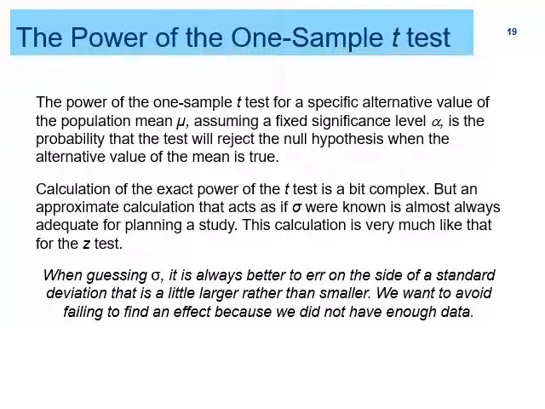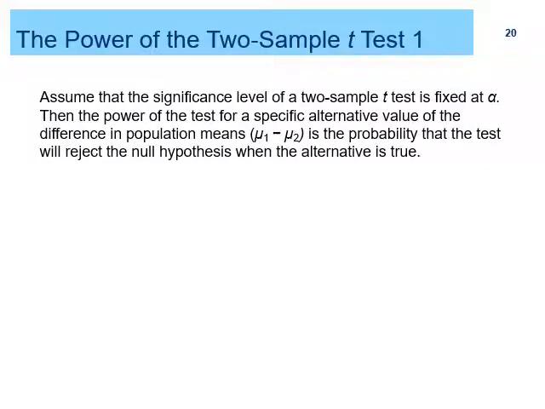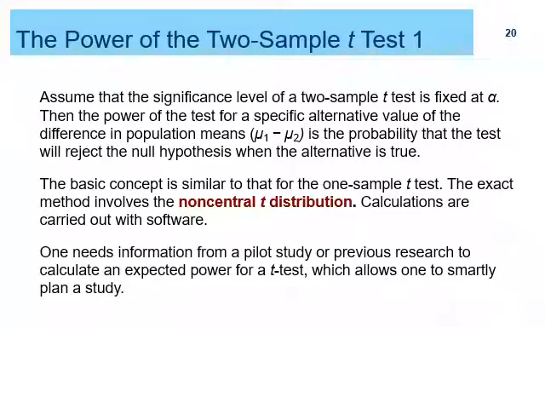When guessing sigma, it is always better to err on the side of a standard deviation that is a little larger rather than smaller. We want to avoid failing to find an effect because we did not have enough data. So assume that the significance level of a two sample t-test is fixed at alpha, then the power of the test for a specific alternative value of the difference in population means is the probability that the test will reject the null hypothesis when the alternative is true. The basic concept is similar to the one sample t-test, and the exact method involves the non-central t distribution, though calculations are carried out with software.